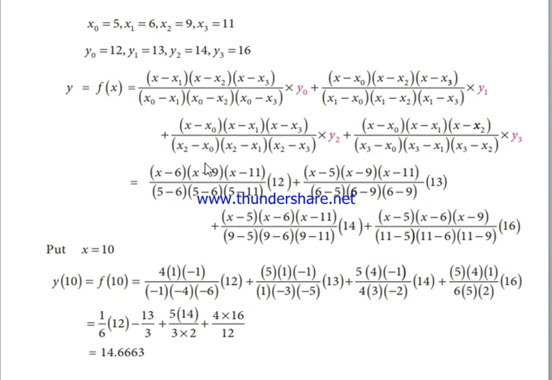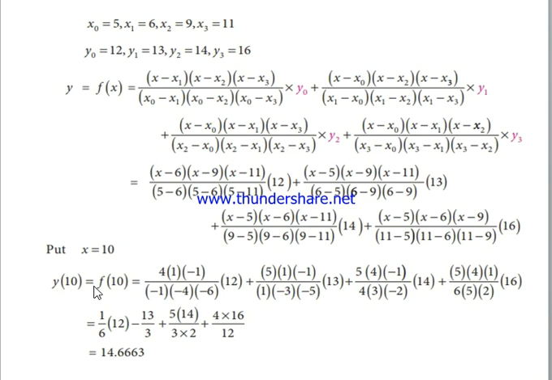We can substitute all the values for x0, x1, x2, x3 and y0, y1, y2, y3 in all the terms of the equation. We get x minus 6 into x minus 9 into x minus 11 by 5 minus 6, 5 minus 9, 5 minus 11, and substitute all the values in the second term, with y0 value 12, y1 value 13, y2 value 14 and y3 value 16. You have to substitute all the values in the given formula, and after that finally substitute x is equal to 10, because we want to find y of 10. So substitute all the values in the Lagrange's interpolation formula and take x is equal to 10.